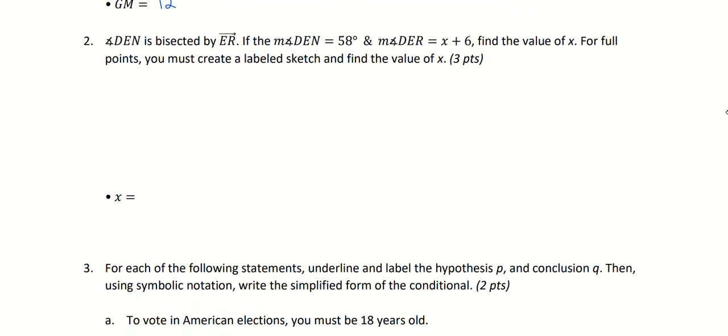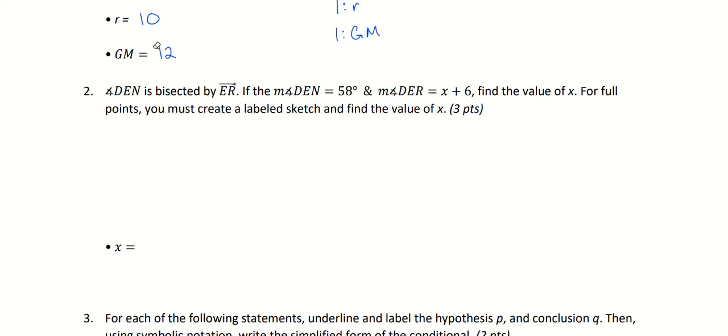All right. Angle DEN is bisected by ER, and I give you some measures of stuff. I want you to sketch this and find the value of x. So what should I start by sketching? And I'll let you guys read through it because this is the first time some of you are seeing it. What should I sketch on this?